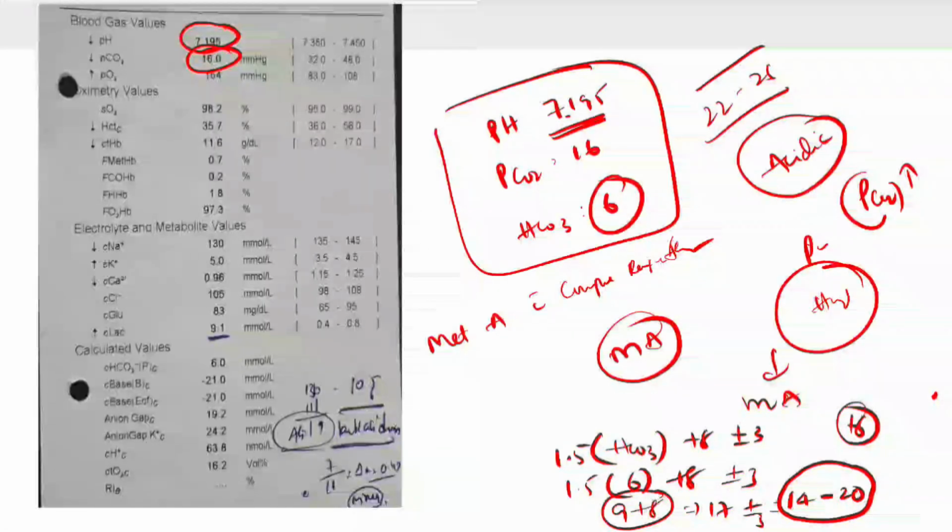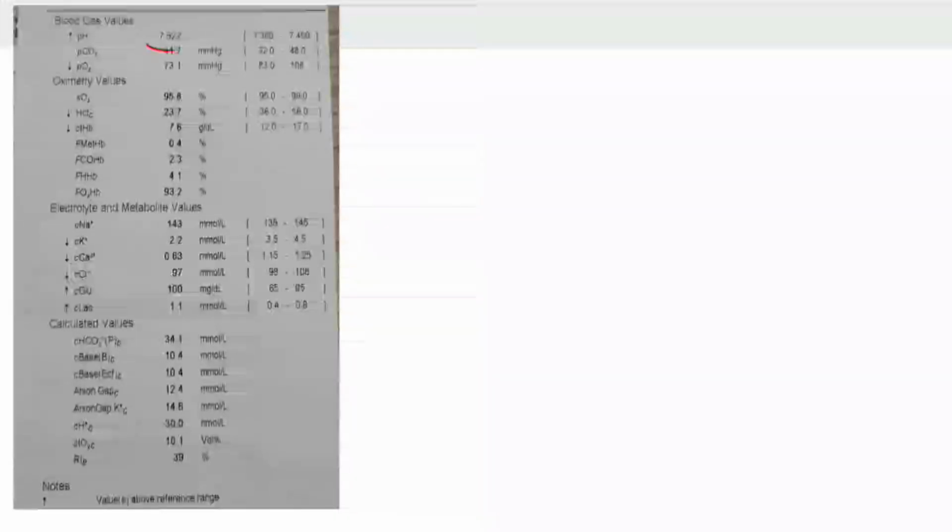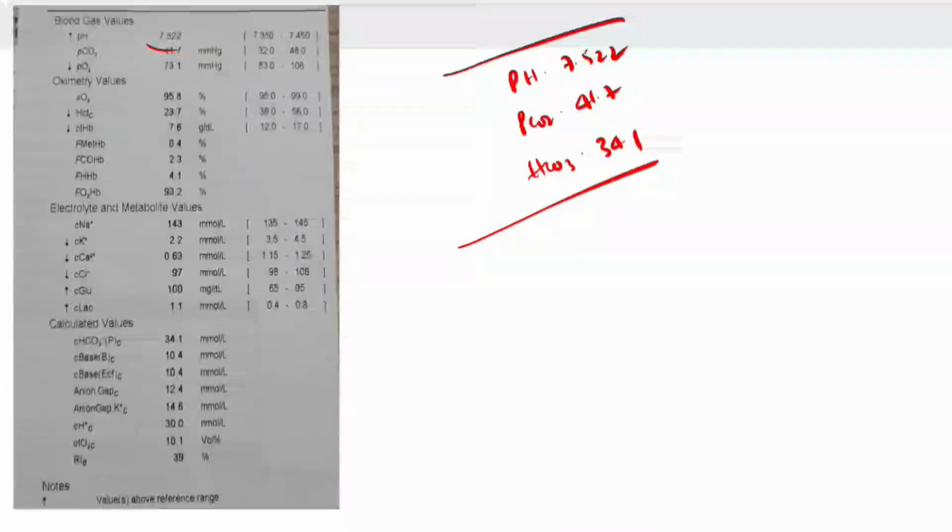Here the pH is 7.522, PCO2 is 41.7, HCO3 is 34.1. So the pH is 7.522. It obviously indicates it is alkaline.